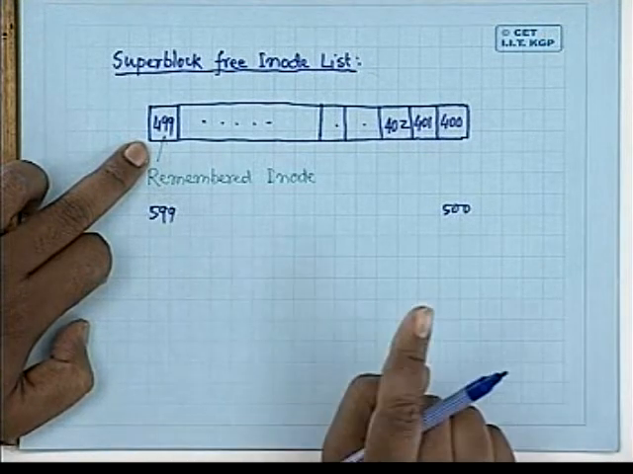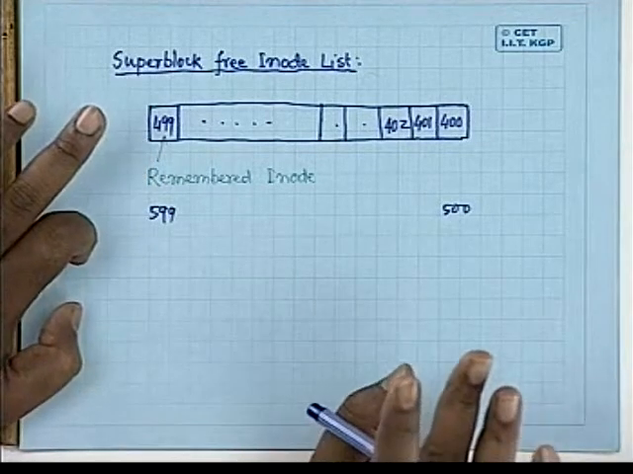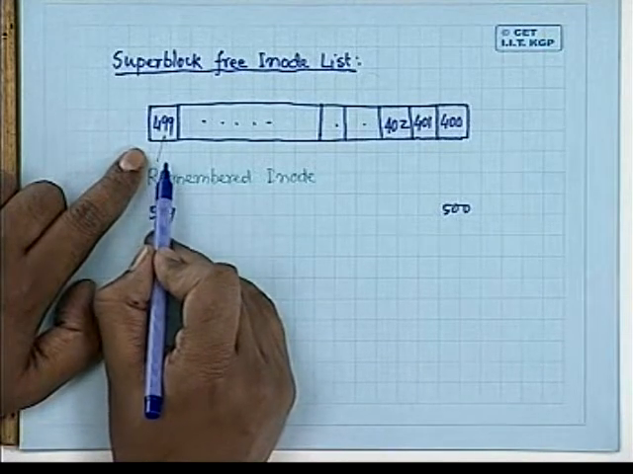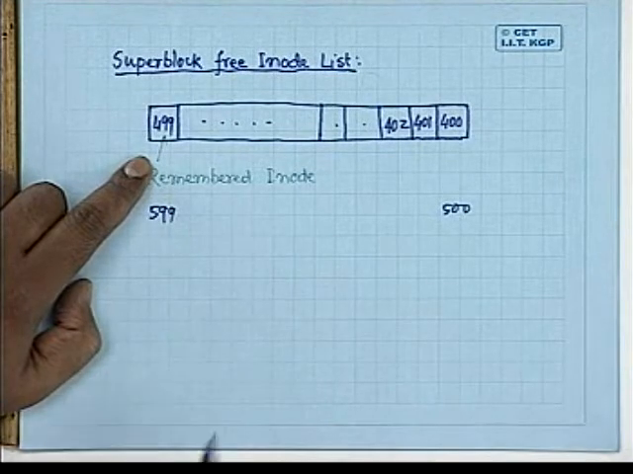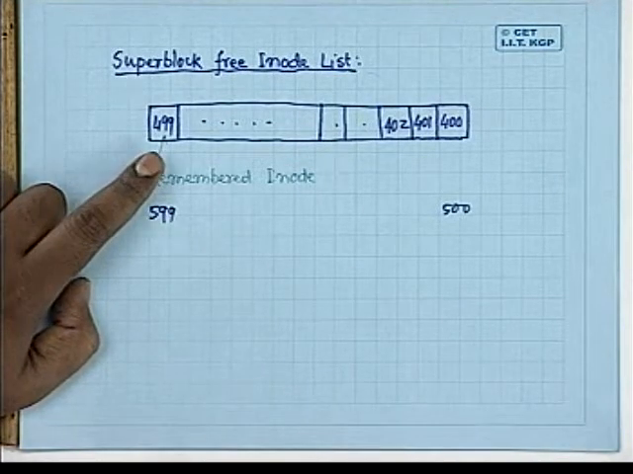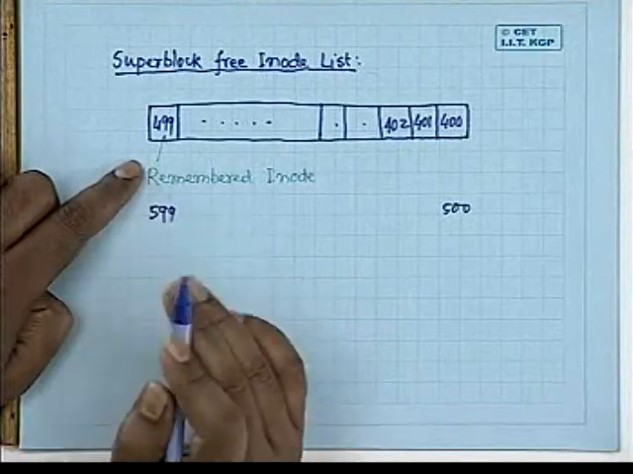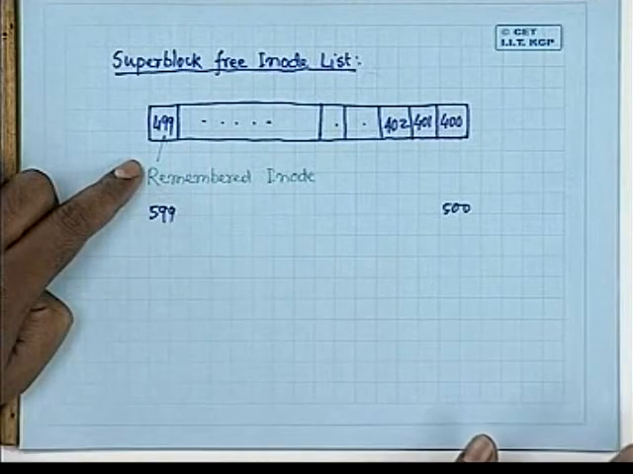So given an inode number, I can always find out the block number which contains that inode. So if I know the remembered inode, I can always find out very easily the block number which contains the next free inode, which is likely to contain the least free inode. That may not always be true because inodes will be allocated and unallocated, so it may be quite haphazard, but once I know that remembered inode, it is quite likely that the free inodes will be available after that, right?